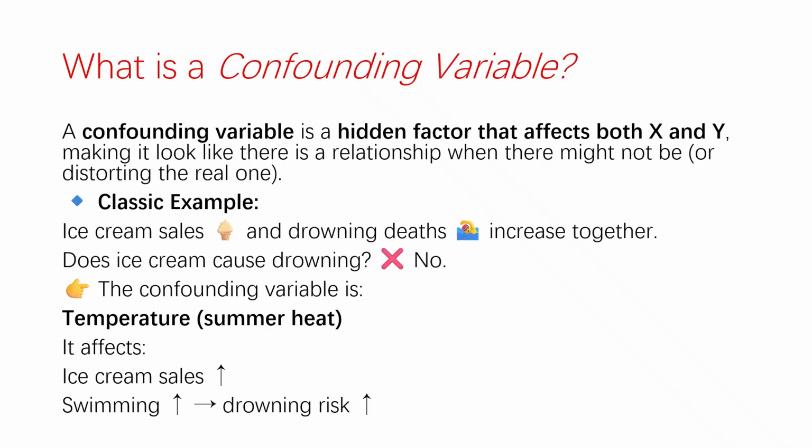Let's look at a classic example. We often see that ice cream sales and drowning deaths increase at the same time. At first glance, you might think, does eating ice cream cause drowning? Of course not. The real reason is a third factor: temperature. During the summer, when the weather is hot, people buy more ice cream. At the same time, more people go swimming, which unfortunately increases the risk of drowning. So temperature is the hidden variable affecting both. This is exactly what a confounding variable does. It creates a misleading connection between two variables that aren't directly causing each other.